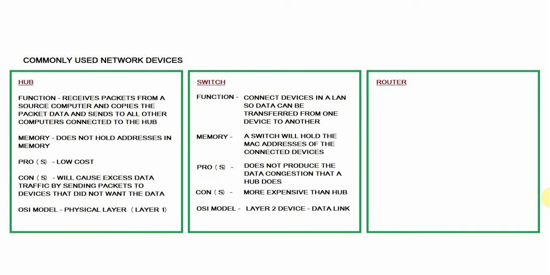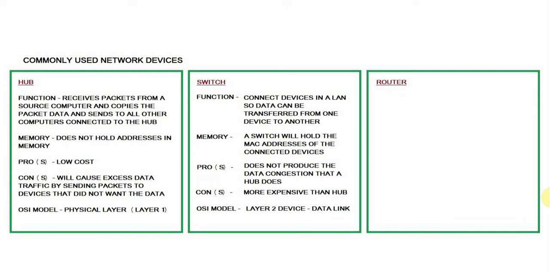The problem with a hub is it will cause excess data traffic by sending packets to devices that did not want the data. If you refer to the OSI model, a hub works on layer 1. That is the physical layer, which is different from what we're going to look at next, which is a switch.